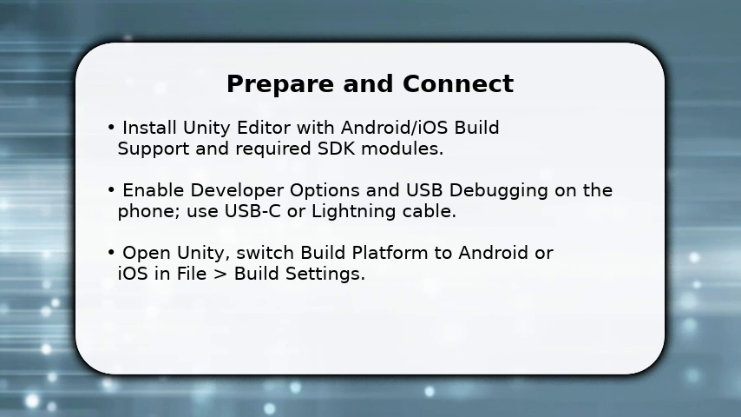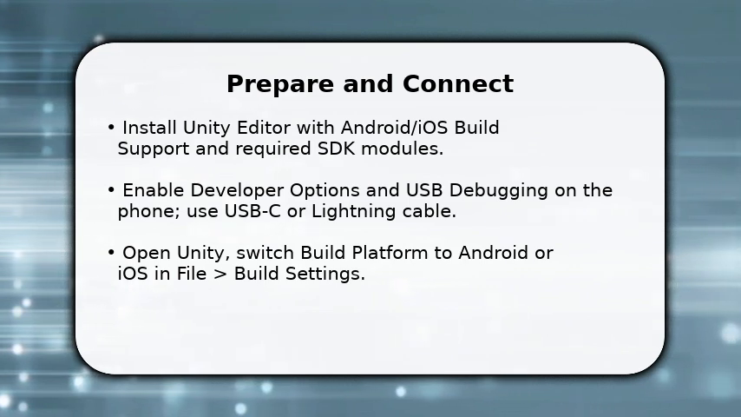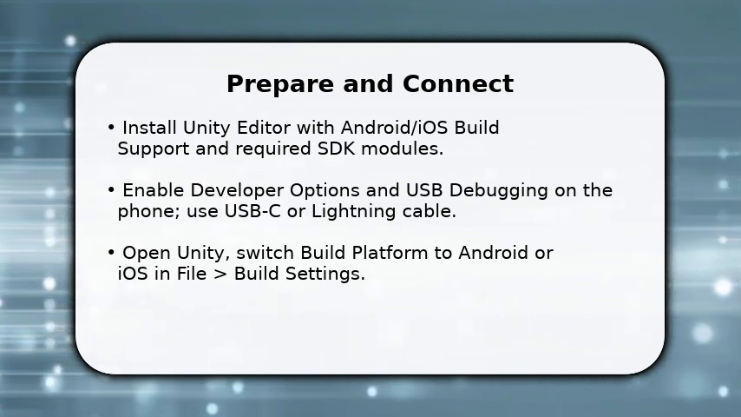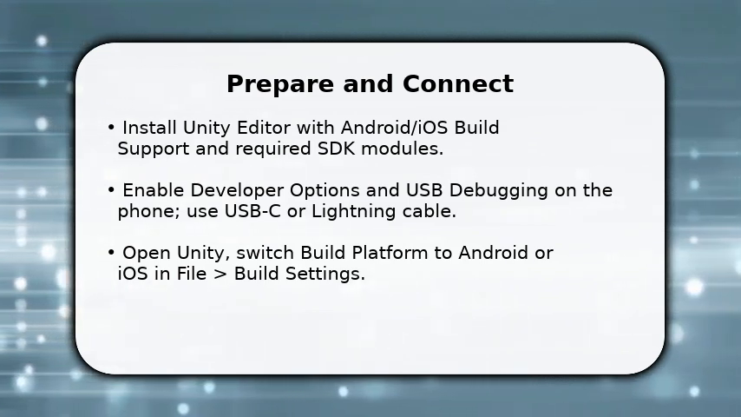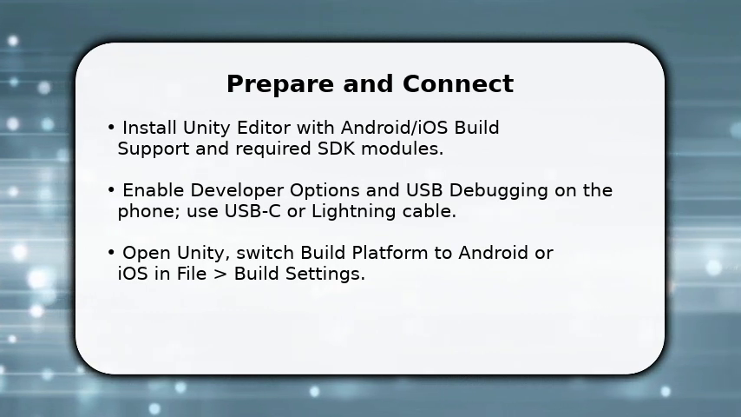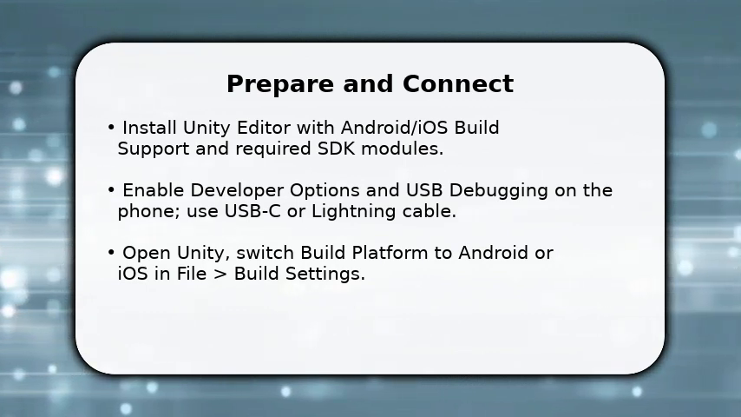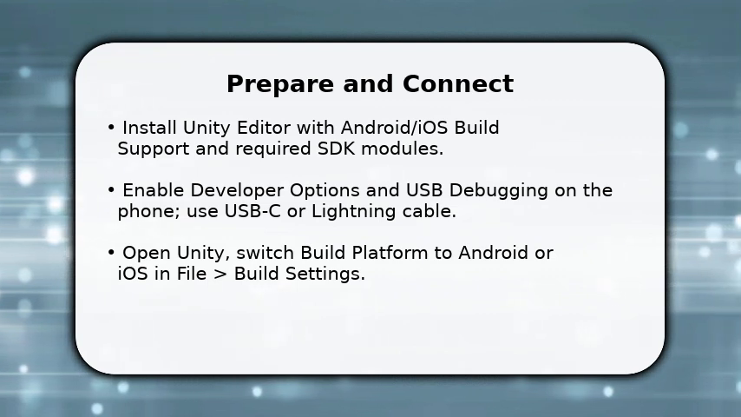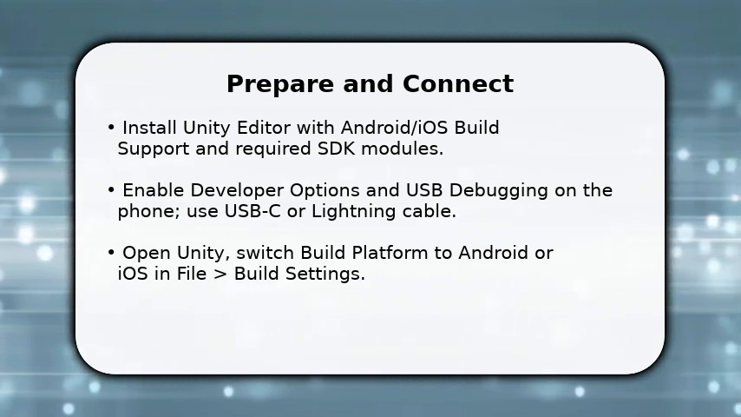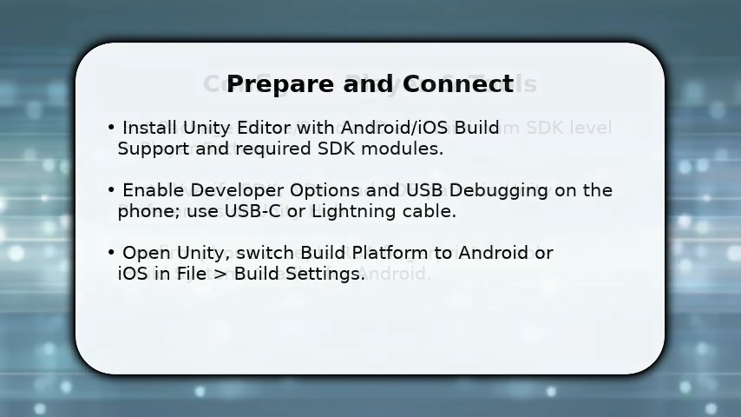In Unity, immediately switch the build platform to Android or iOS in build settings so Unity compiles the correct binaries. This reduces friction. Make sure the phone is unlocked when you connect, so the system can accept debugging and detect the device. Next, configure player settings.